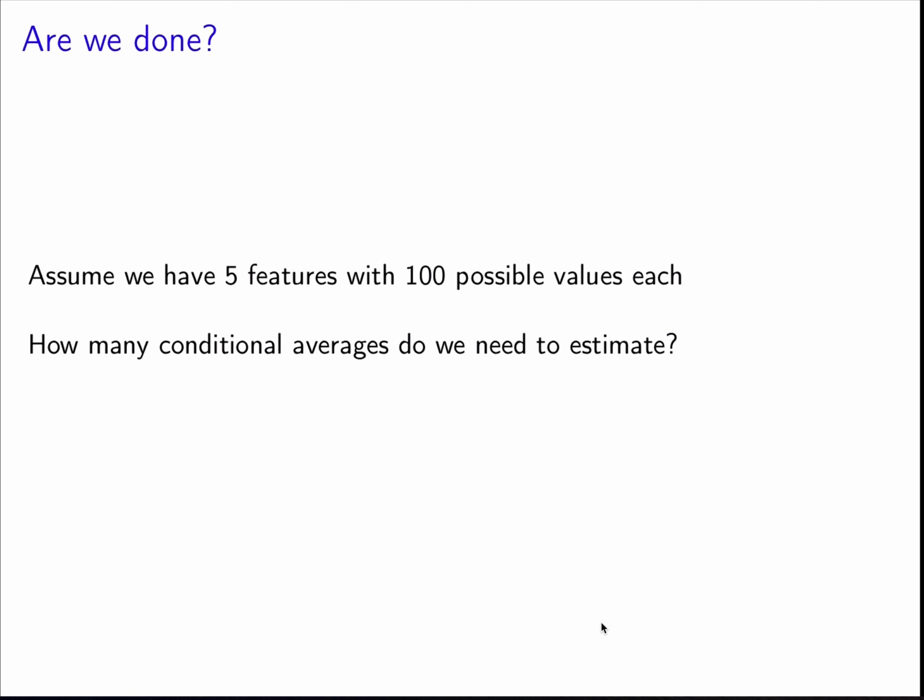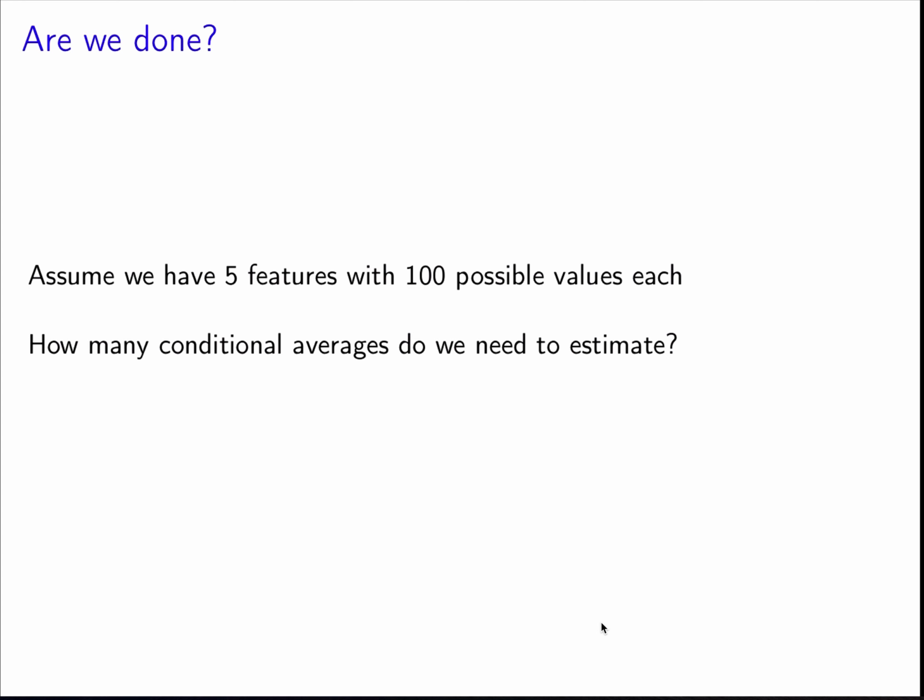So are we done here? Is this it? Like anytime we want to estimate a quantity from other quantities, all we need to do is compute the conditional mean? Well, yes and no. Yes, in the sense that that's optimal. So that would be great. No, in the following sense.